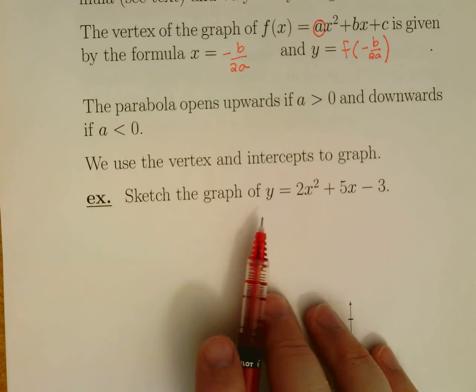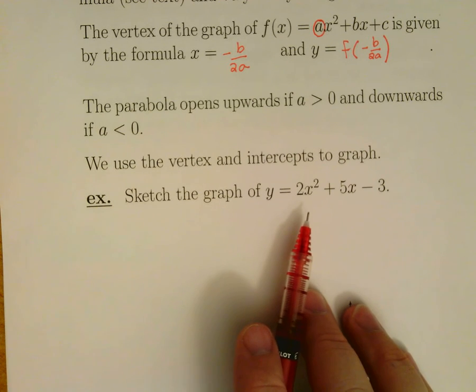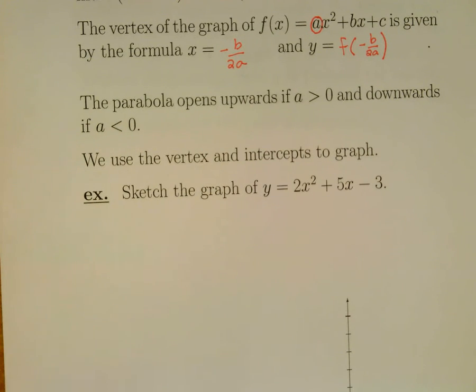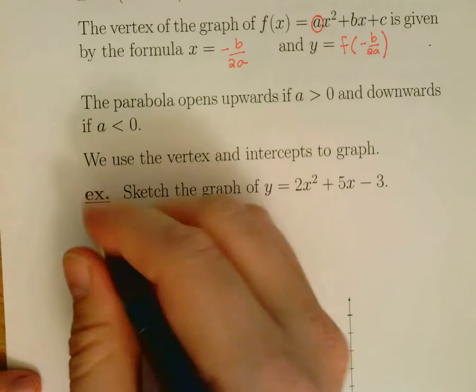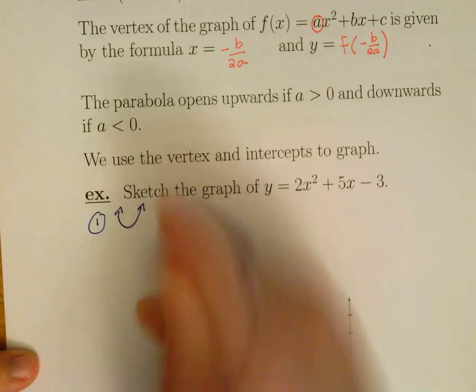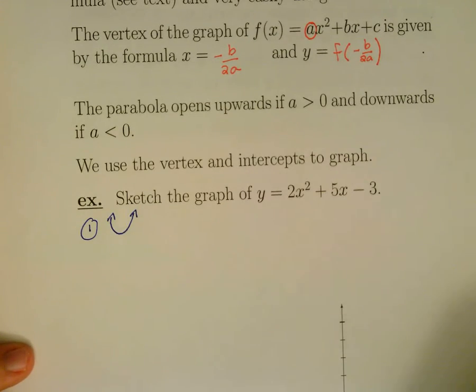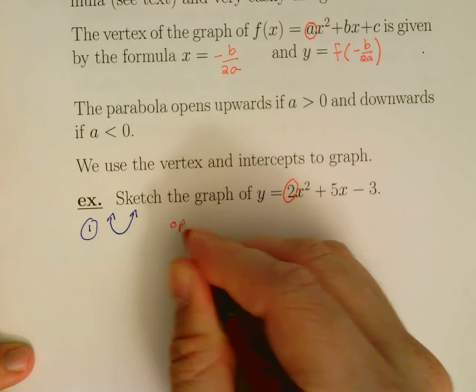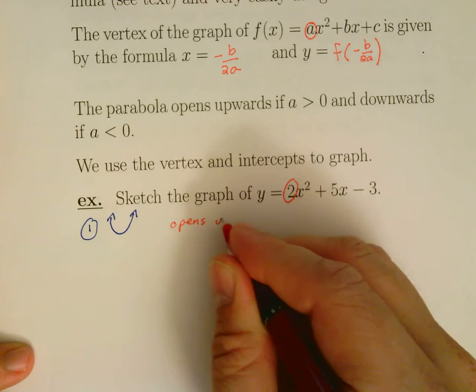So here I want to sketch the graph of y is equal to 2x squared plus 5x minus 3. All right, now, the first thing you'll notice is that it, of course, opens up because of the 2. So before I even do the problem, I can see what the shape looks like since it opens up. Again, it opens up just by looking at the 2 here.